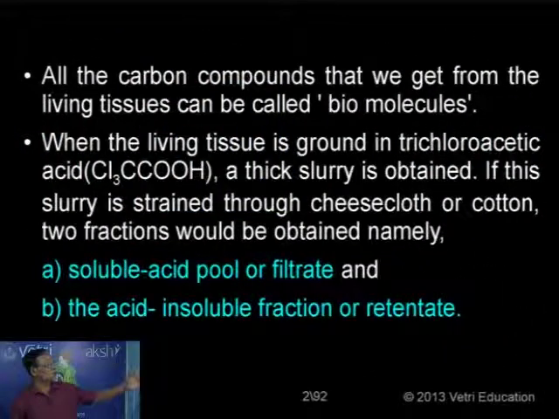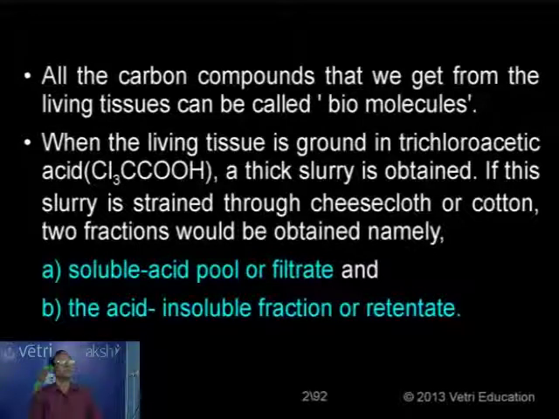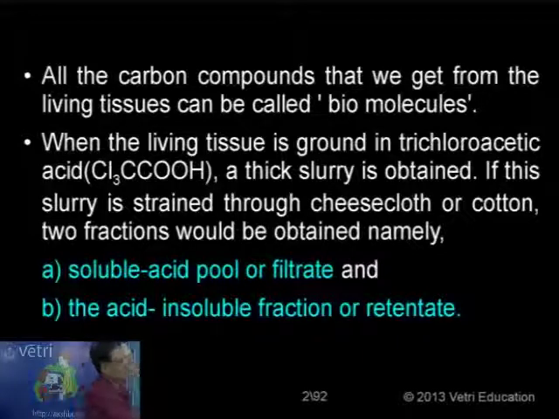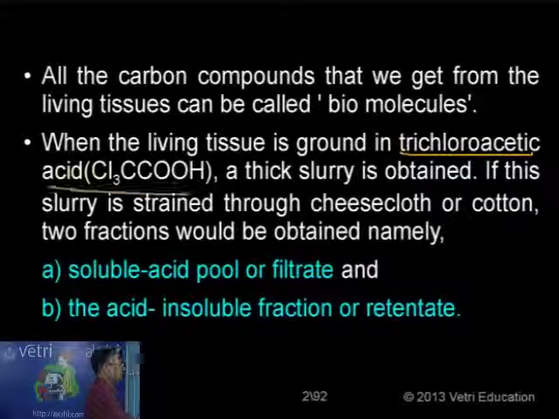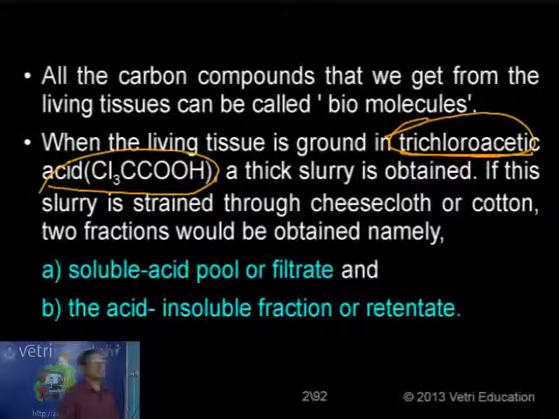So, all the carbon compounds that we get from living tissues can be called biomolecules. Then what is the method of obtaining these biomolecules? How do we know the various types of biomolecules in the cytoplasm? Simply, you take a particular tissue and grind it well in trichloroacetic acid.